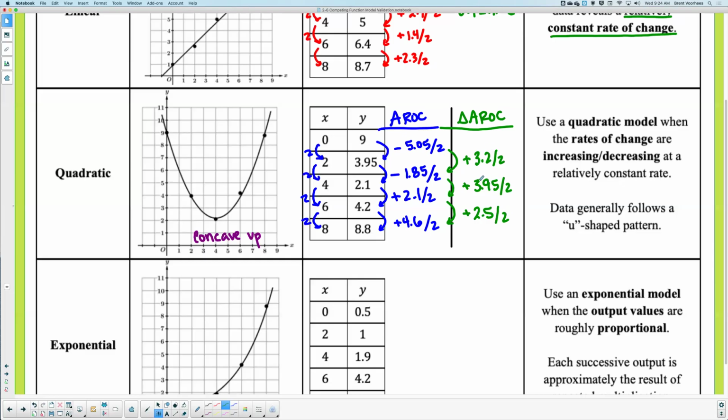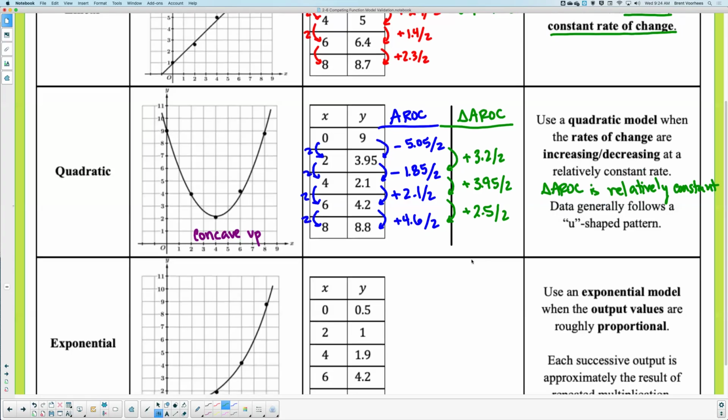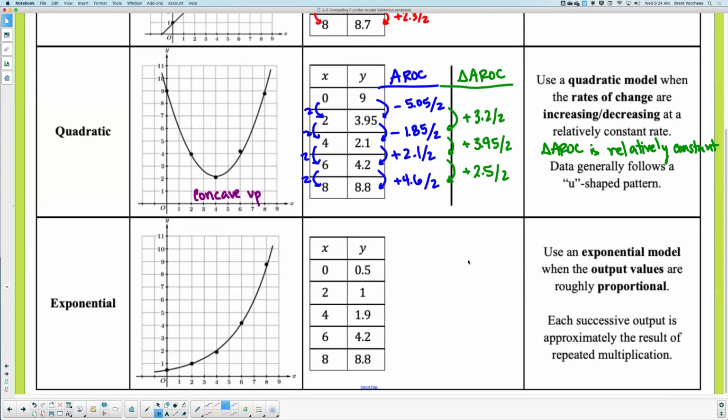You see how the delta AROC is relatively close? And that's what it means here. The delta AROC, you want to put this note, is relatively constant. What that means is it's not perfectly constant, but it's close to being constant. All right. Now, what I want you to know when you look at an exponential is that we will still find the AROC first, but we're going to see something a little bit different this time around. So let's add ourselves an AROC column.